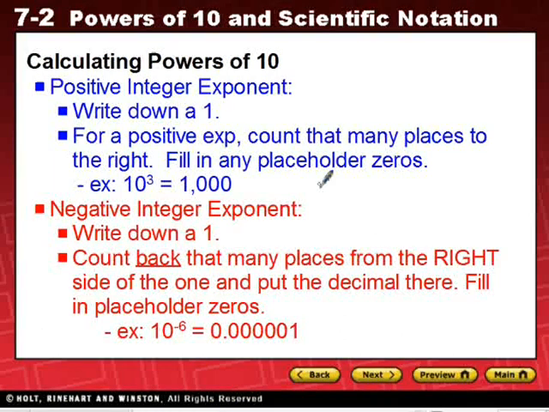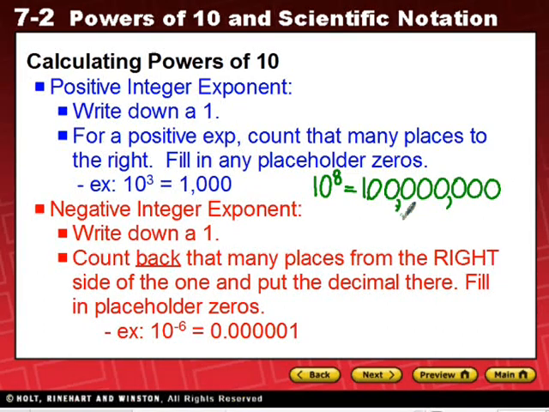If we had 10 to the 8th, it's not 10 with 8 zeros, it's a 1 with 8 zeros, or a 1 where you then move the decimal 8 times. Right, so 1, 2, 3, 4, 5, 6, 7, 8, and then go back and fill in the commas so that somebody can read your number. So 10 to the 8th power is 100 million.